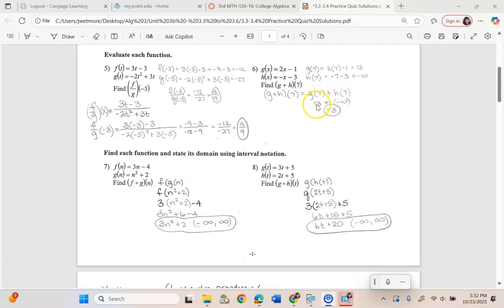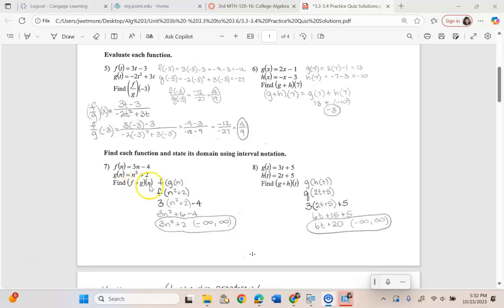So if g of 7 was 13 and h of 7 was negative 10, then I can put those together and get negative 3. All right, then for the next one, it asks us to find the function and state its domain using interval notation. And this is a composition of functions. This is totally different. Watch this carefully.